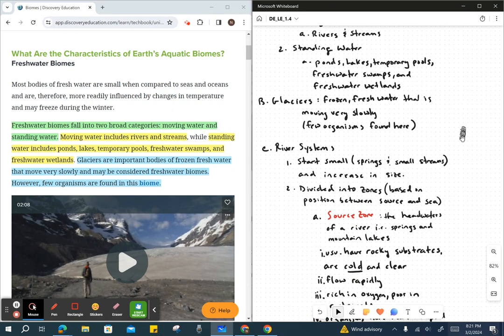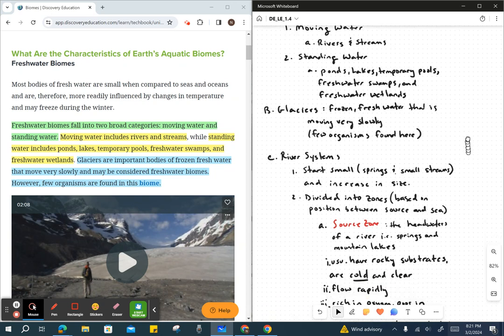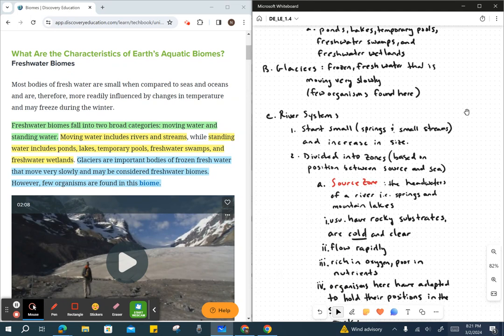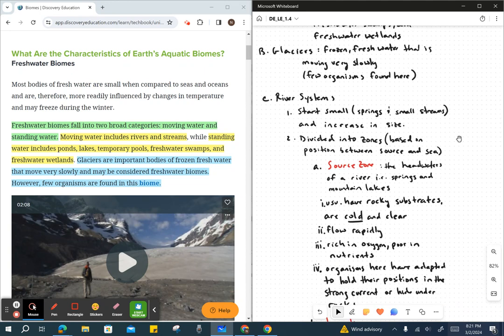Surprisingly, glaciers can be considered in this category of freshwater biomes. They are frozen freshwater, but they are moving very slowly. You do find some organisms in there, usually of the bacterial type, maybe even the algae type. There are some odd things there.